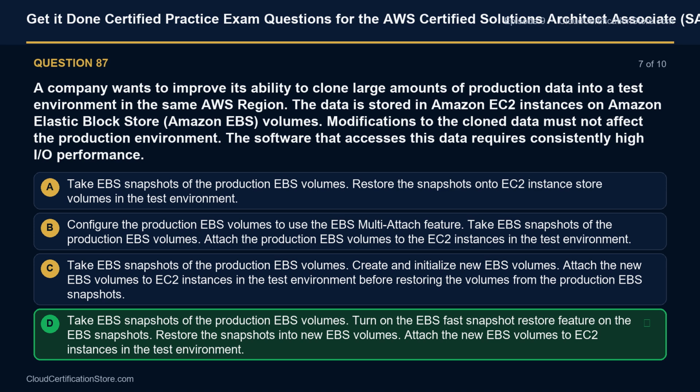The correct answer is D. Take EBS snapshots of the production EBS volumes. Turn on the EBS Fast Snapshot Restore feature on the EBS snapshots. Restore the snapshots into new EBS volumes. Attach the new EBS volumes to EC2 instances in the test environment.